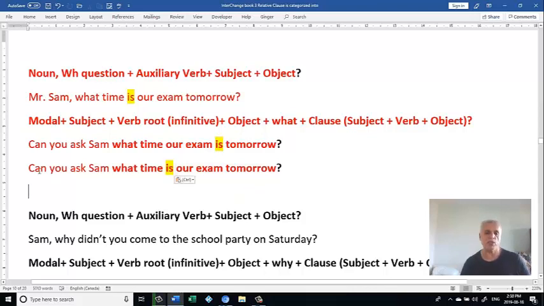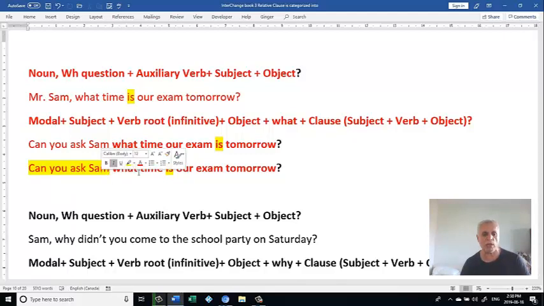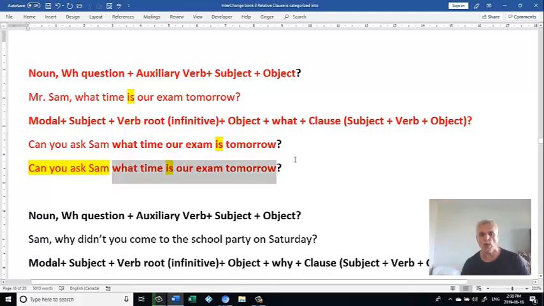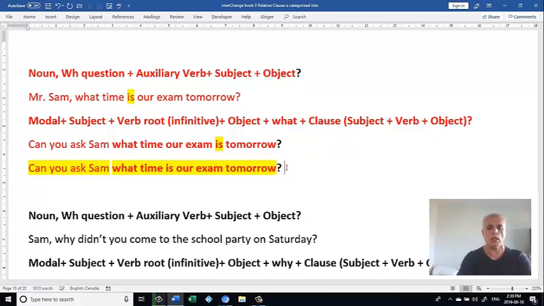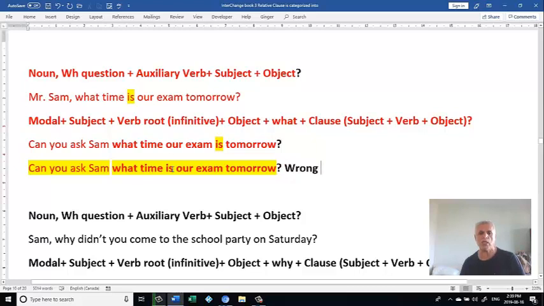A lot of people do it, because here I have this one, the first one is a question. Then if we look at the second part, here is also a question. Then I cannot have two questions in one sentence. So this part we call wrong, because I have two questions in one sentence. But this is correct. That's the reason we change the position of is: what time our exam is tomorrow.